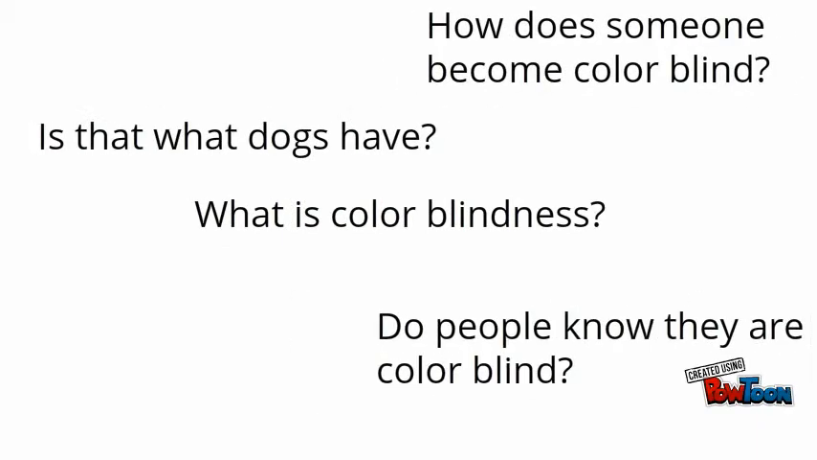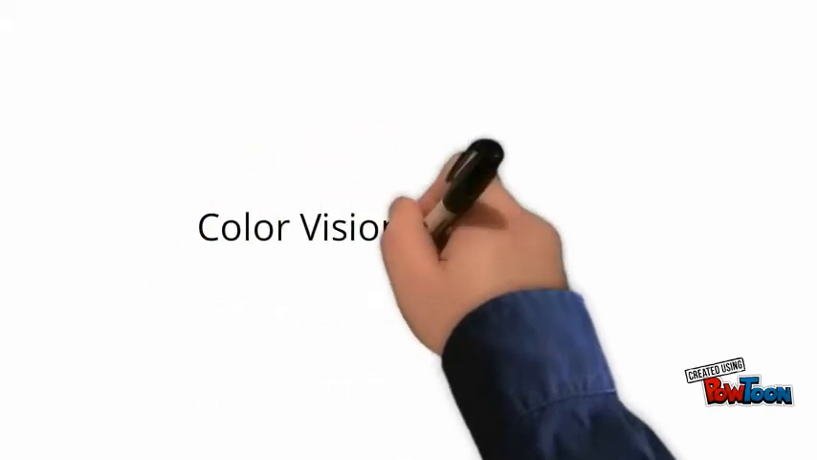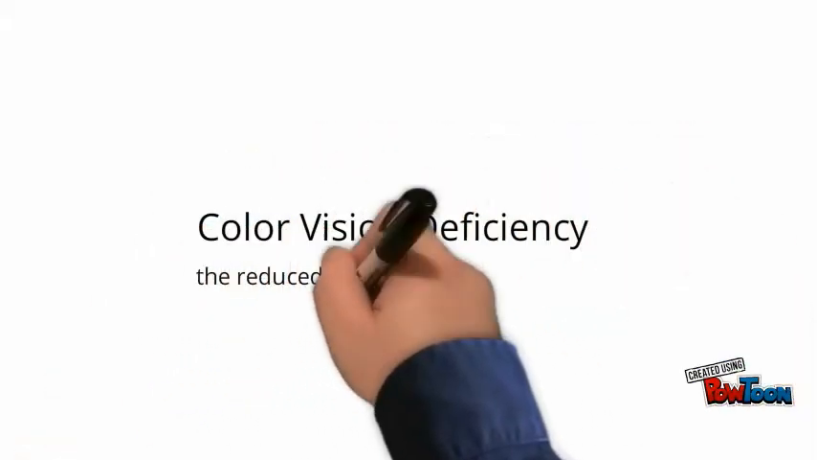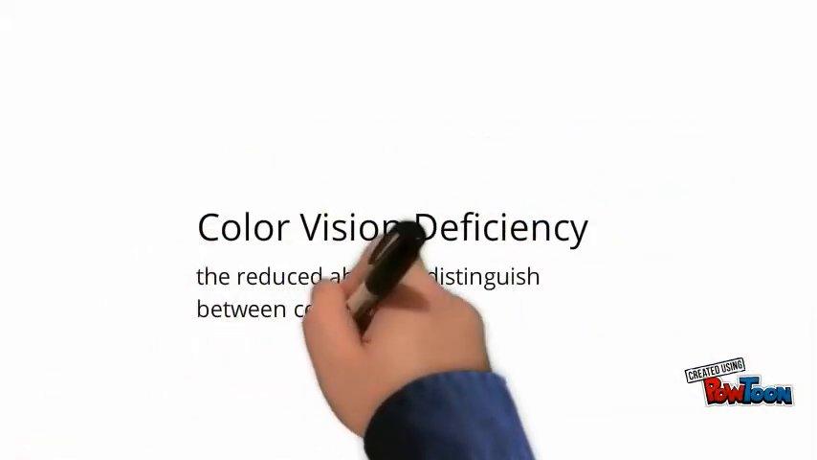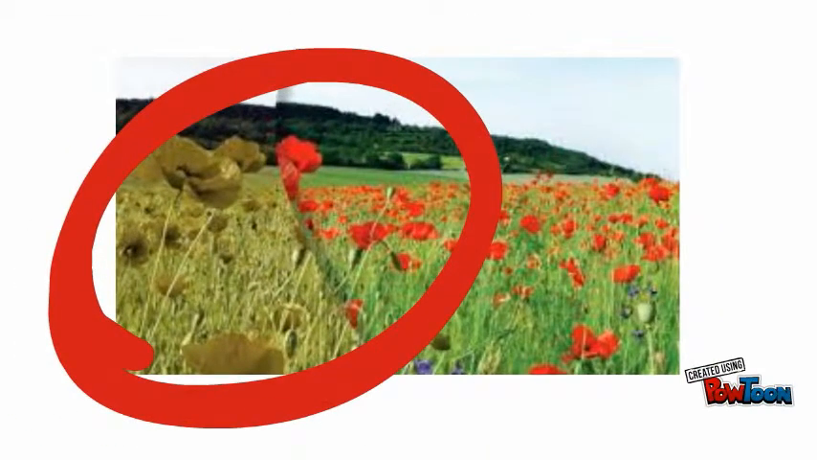You probably have many questions about color blindness, but the question we are going to answer first is, what is color blindness? Color blindness, which is also called color vision deficiency, is a reduced ability to distinguish between certain colors. Many people mistake color blindness for seeing the world in black and white, but instead of seeing the world like this, people who are colorblind actually see the world like this.